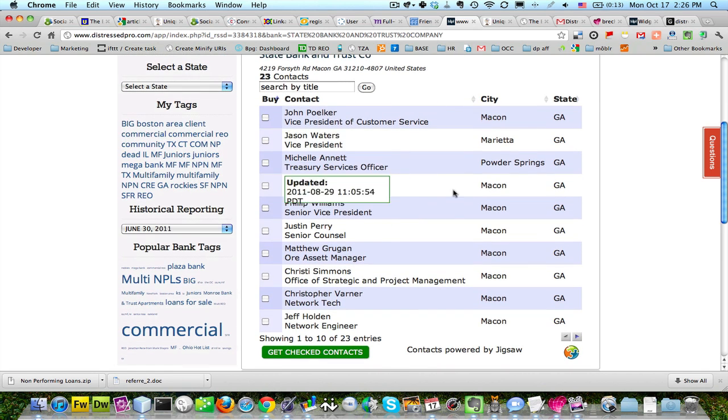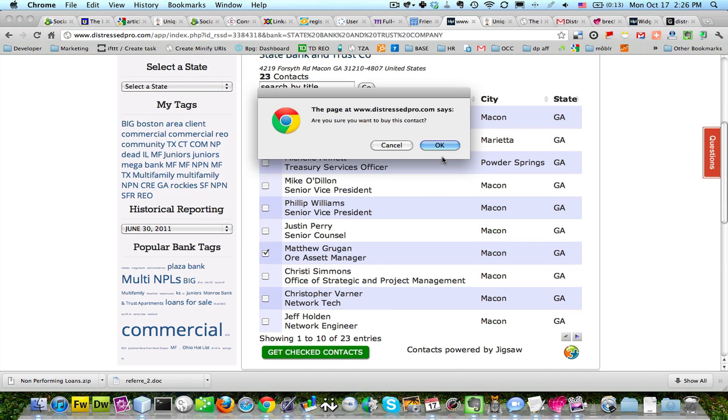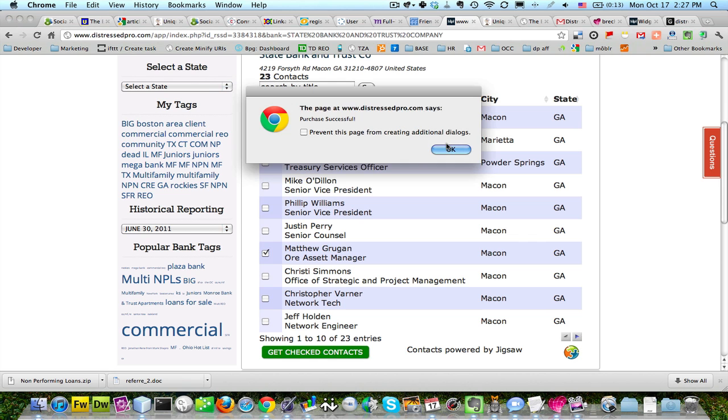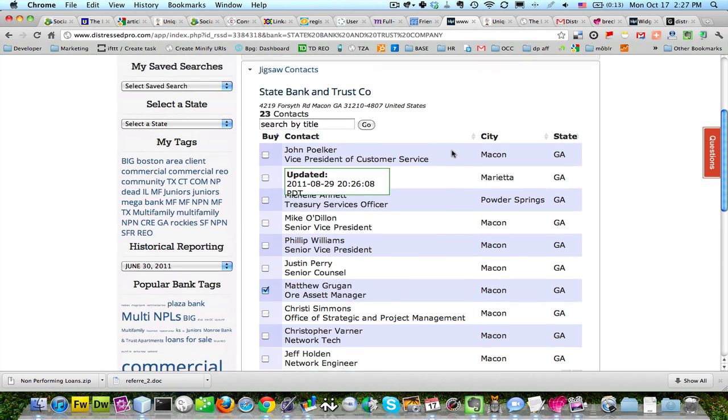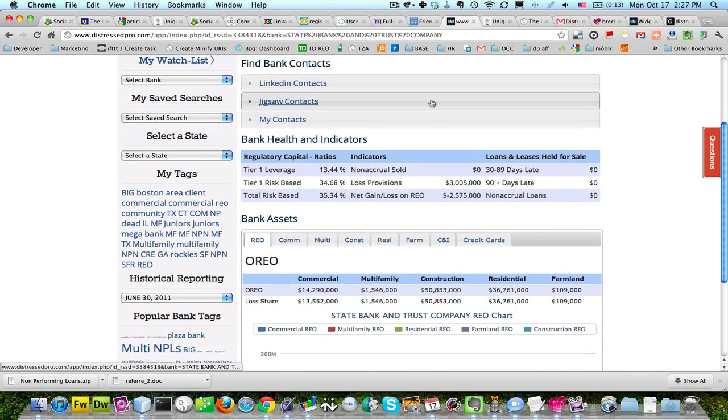If I'm looking here, I see, all right, here's this guy, Matt, REO Asset Manager. I'm going to guess that he's probably someone who's for me. I'm going to go ahead and click him. I click this Get Contacts. Am I sure? Yep. Bang, I've got it. Okay, I can close this.